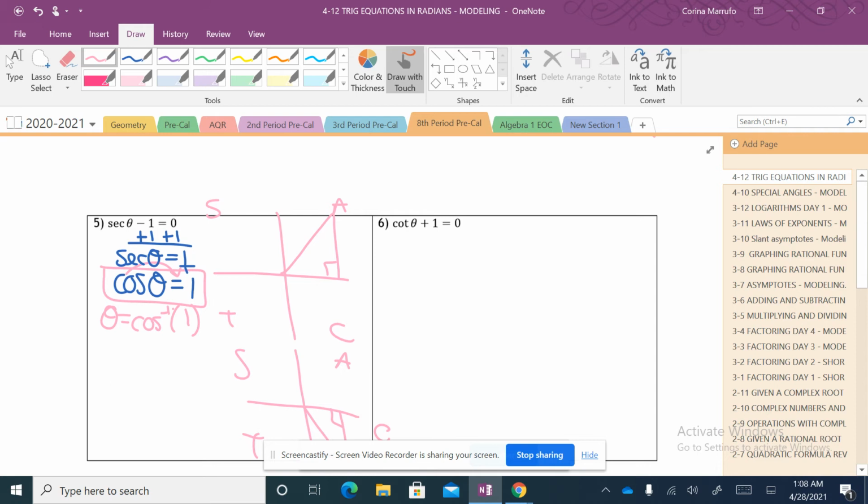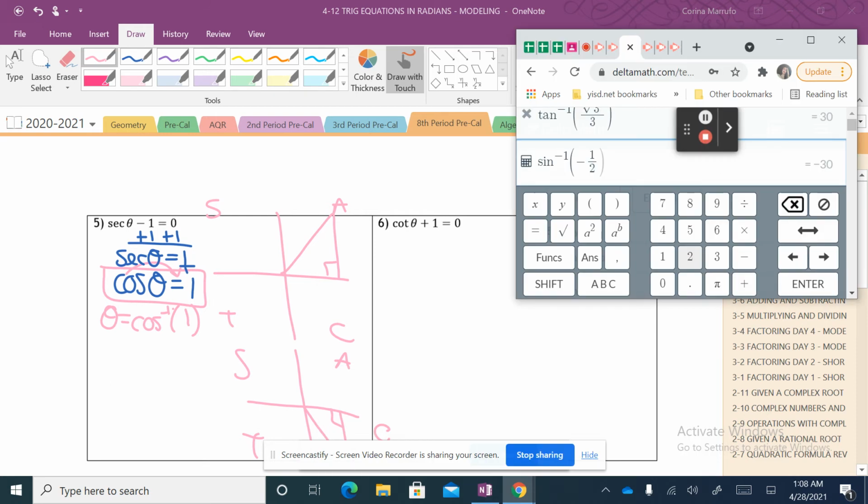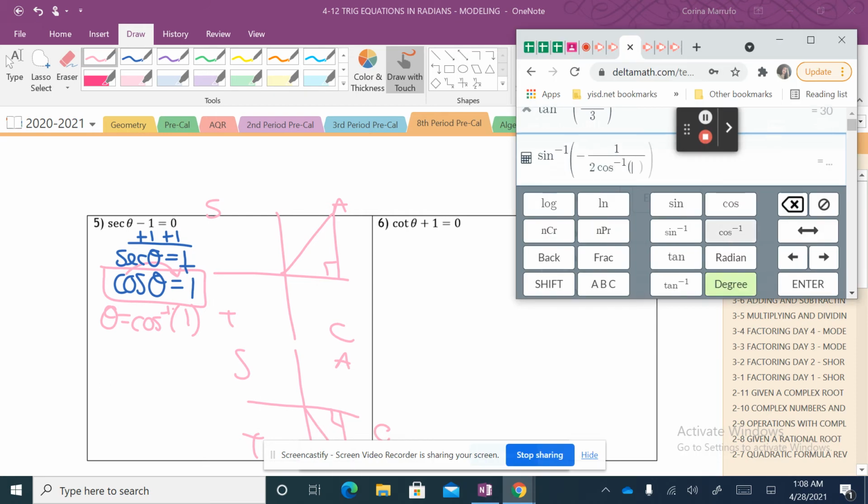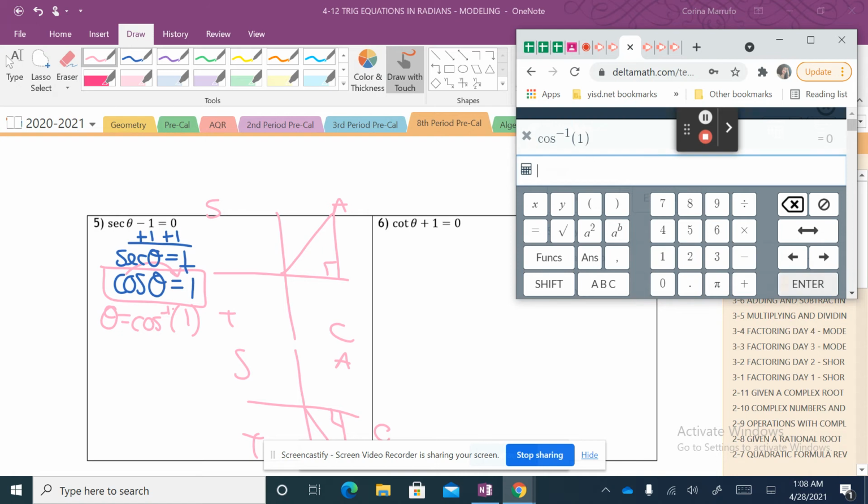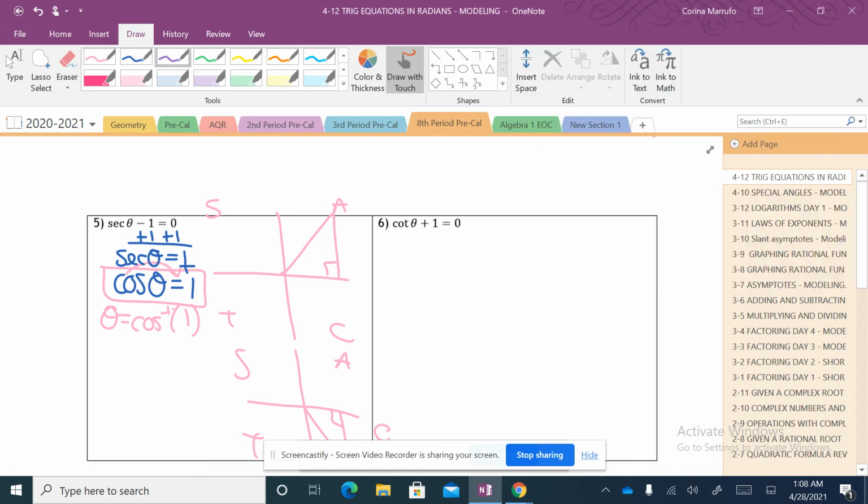So I'm going to put that in my calculator. Inverse cosine of a positive 1. And this gives me 0. So this is one of those weird cases where it gives us exactly 0. That means that it is not in the first quadrant or the fourth quadrant. It's right on top of the axis, which is 0 degrees. So in terms of pi, that's just 0 pi's.